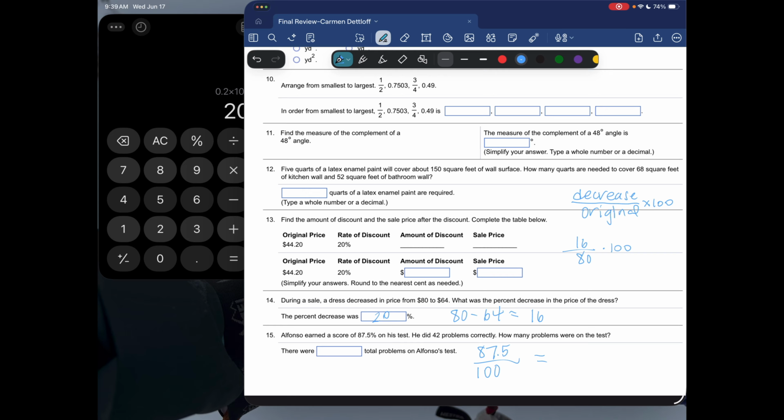Is that my whole or is that my part? If you think about when you take a test, the number you get right is the part of the test. That's what your teacher always writes in the numerator, and then my denominator is x. And I'm going to let you solve that one on your own.